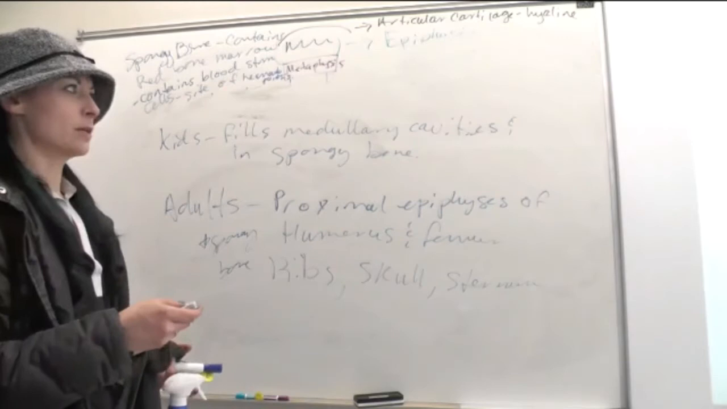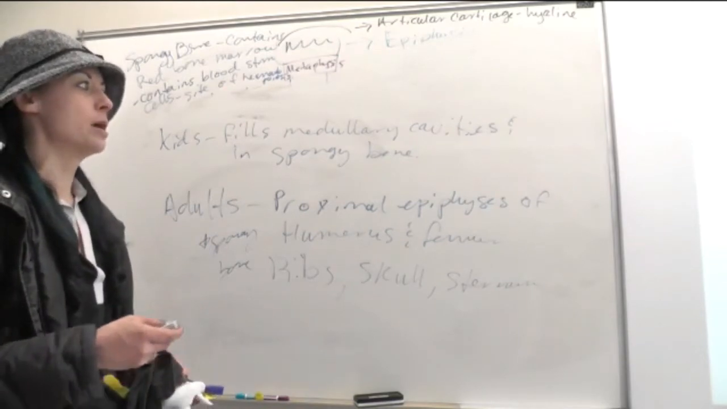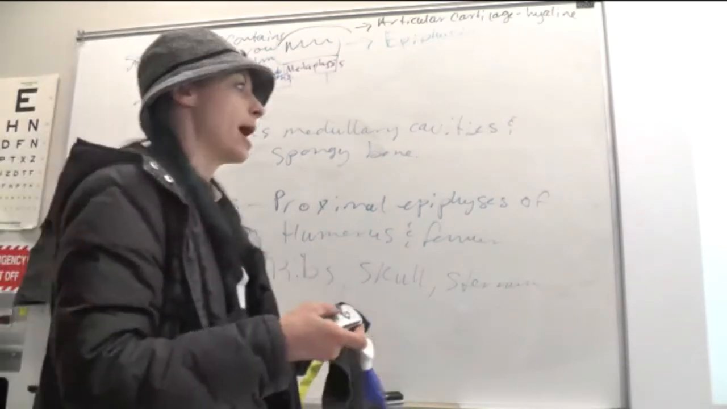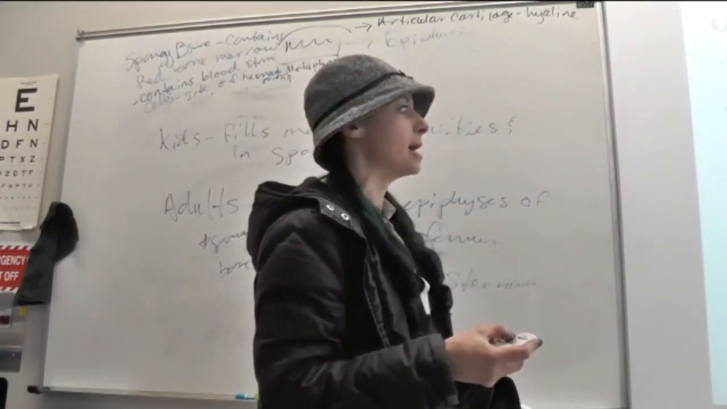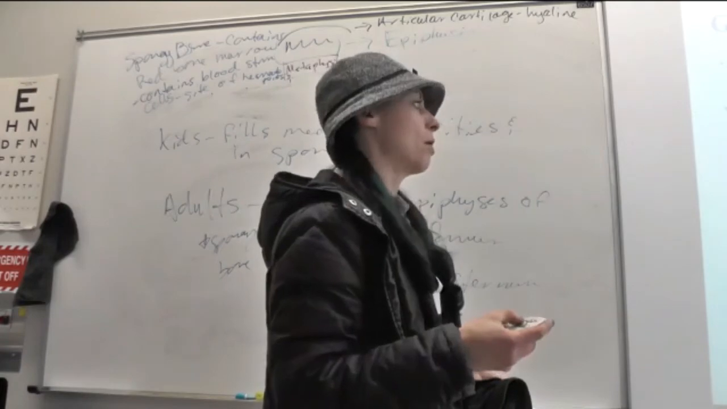Okay, so as far as other gross anatomy goes, bone markings are going to be things that you have to identify on your bones. So these are the sites of our muscle, ligament, and tendon attachment. They help form joints, whatever.